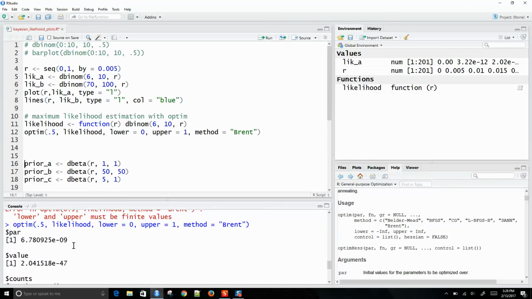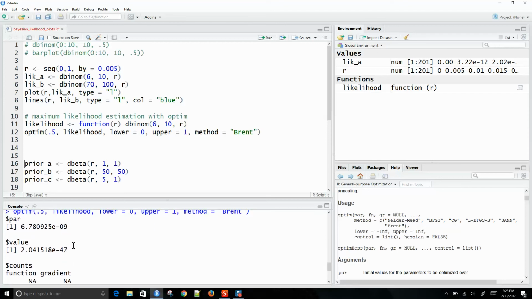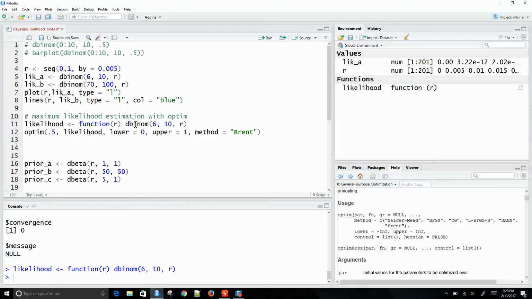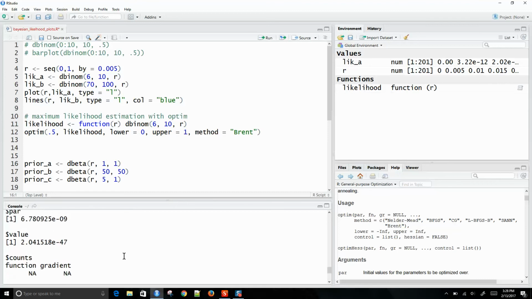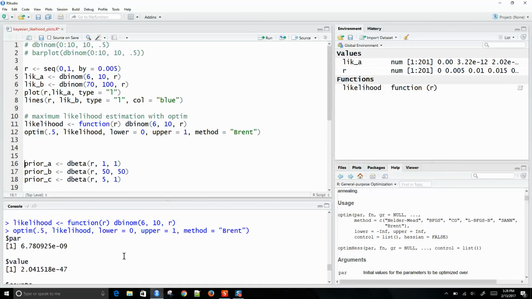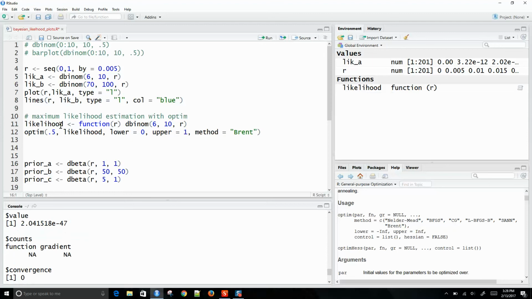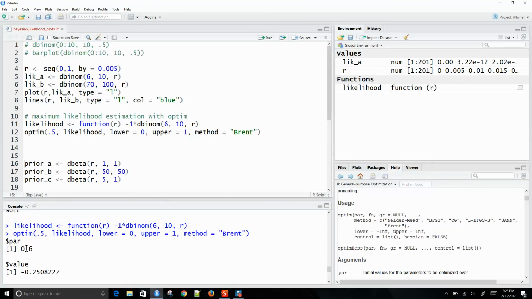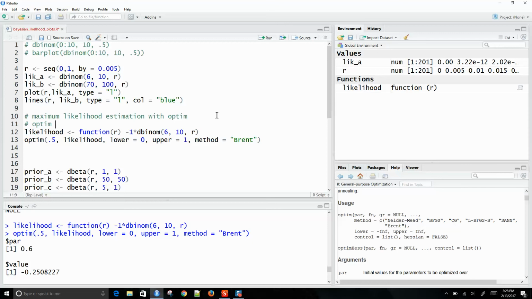Am I messing something up here? Okay. Oh, I'm sorry. The likelihood, optim always minimizes, so I just need to do -1 times this. I was getting worried for a second. Okay, so we run this, and it says the value that minimizes the negative of the likelihood, or basically that maximizes the likelihood, is 0.6. So for maximum likelihood with optimization, optim tries to minimize.